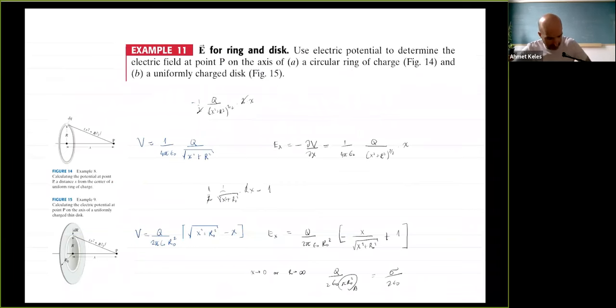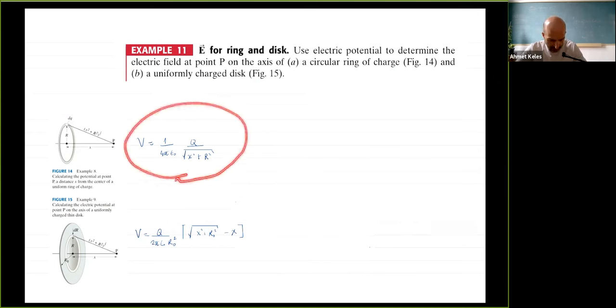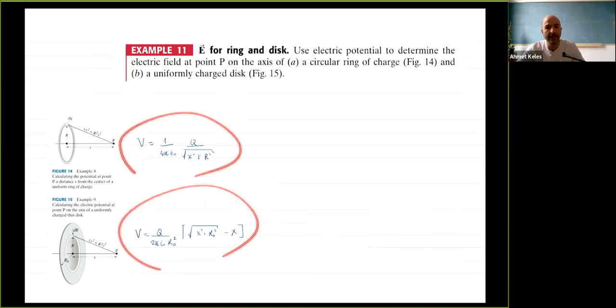Here is the example from your book. Use electric potential to determine the electric field at a point P on the axis of A, a circular ring of charge, like this, and B, a uniformly charged disk, like this. Maybe I can delete these. Let's see if this thing I just showed you is working. Here I just copied what we already obtained. The electric potential for a ring was like this, and the electric potential of a disk was like this. We are asked to find the electric field.